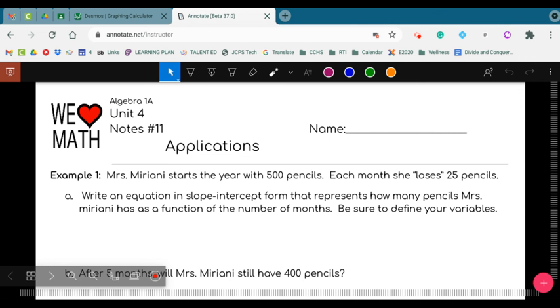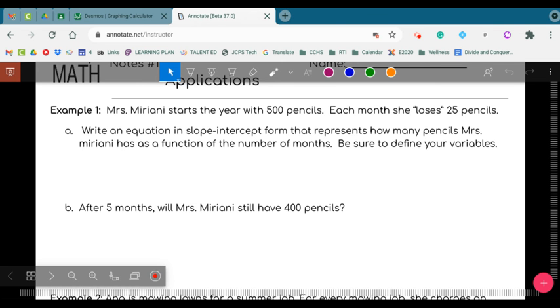Okay, today we're going to do our Unit 4, Notes number 11, which is our application problems. So these will be our word problems. There are quite a few word problems for this test, so you got to bear with us. So anytime we're given a word problem, the first thing we got to do is go through and read it.